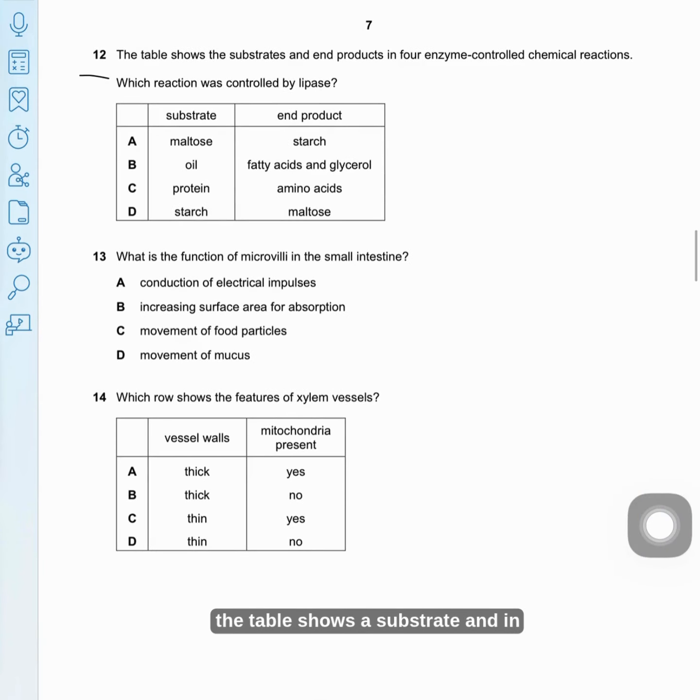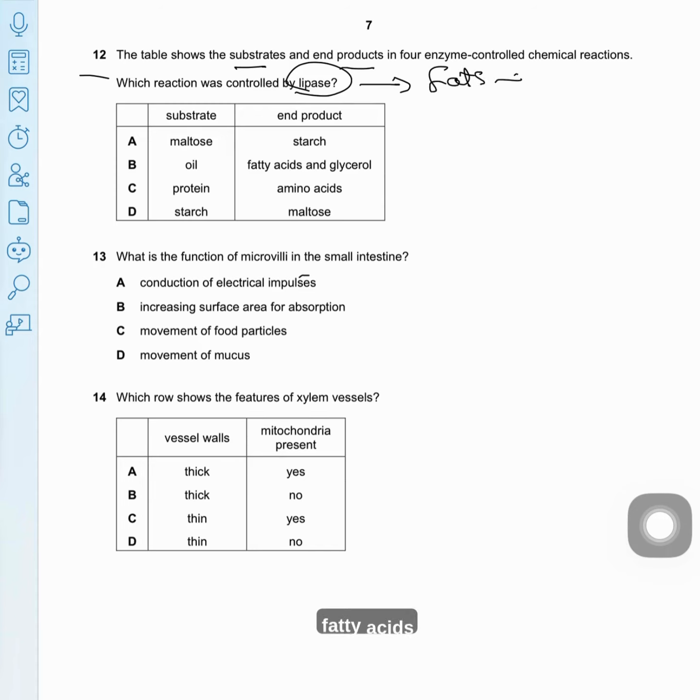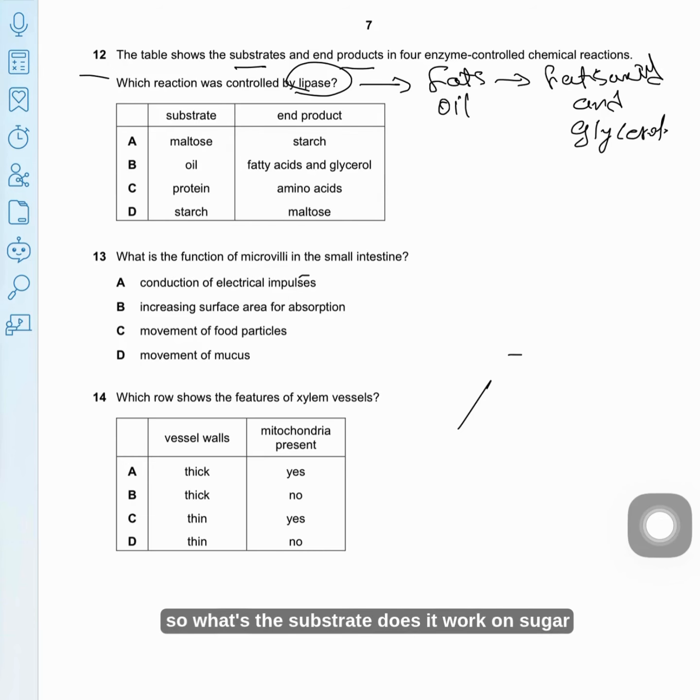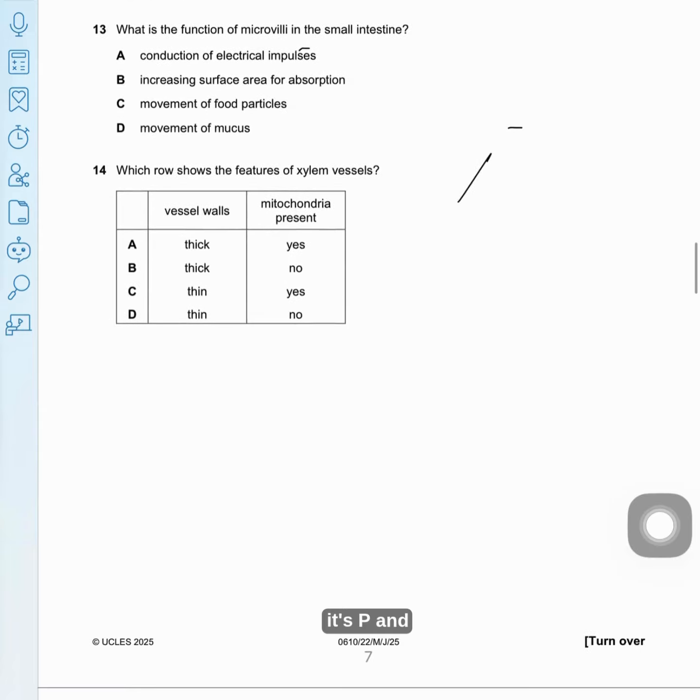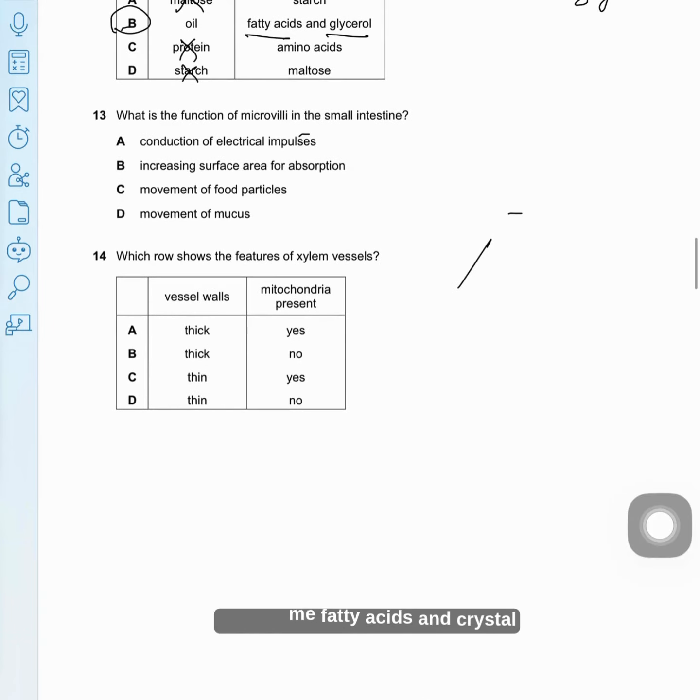13. The table shows the substrate and end product in 4 enzyme-controlled chemical reactions. Which reaction was controlled by lipase? Lipase breaks down fats into fatty acids and glycerol, right? So, fats, which means oil also. So, what's the substrate? Does it work on sugar, maltose, protein, starch? No, it's B. And it gives me fatty acids and glycerol.